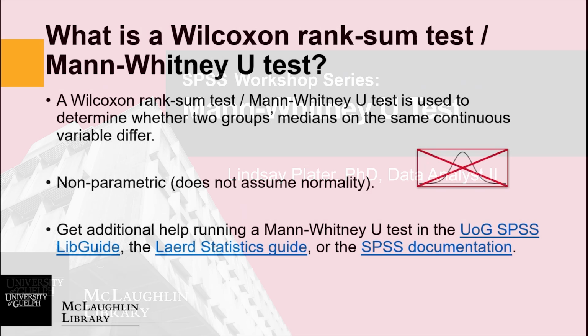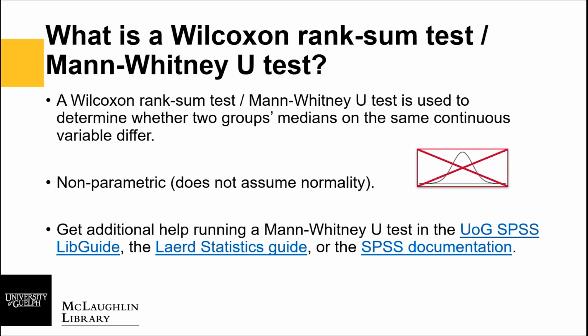What is a Wilcoxon rank sum test or a Mann-Whitney U test? These are two terms for the same test. A Wilcoxon rank sum test or a Mann-Whitney U test is used to determine whether two groups' medians on the same continuous variable differ. This is a non-parametric test.